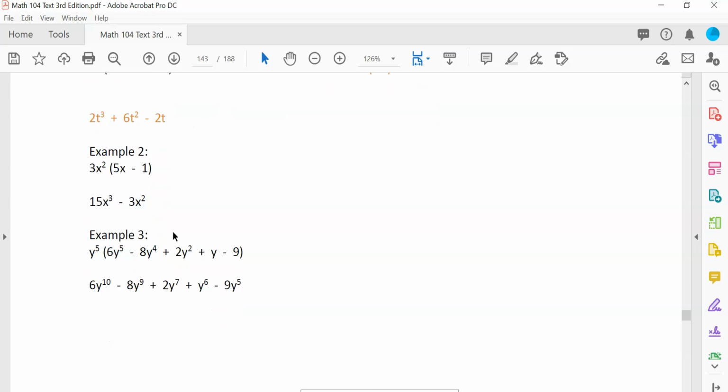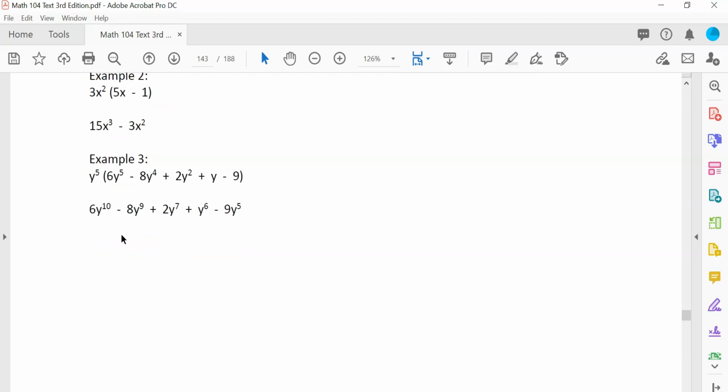You can see example 2 there, 3x squared times 5x. 3 times 5 gives us 15. x squared times x gives us x to the third. 3x squared times a negative 1 gives you minus 3x squared. Again, that negative 1 times 3 just gives you minus 3. And then x squared doesn't have any variables to multiply when you're dealing with this term, so it just is left as x squared.